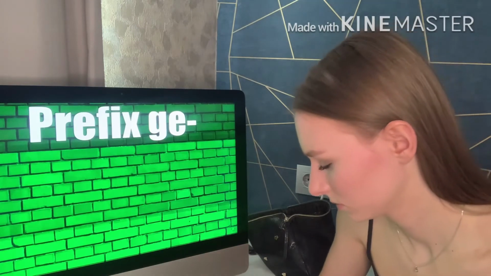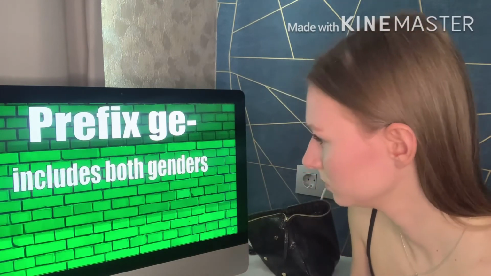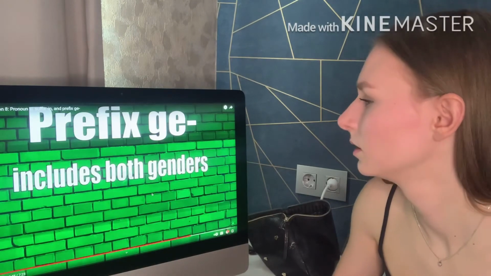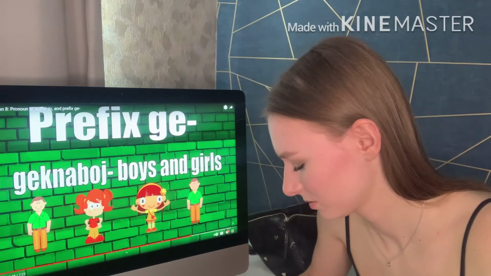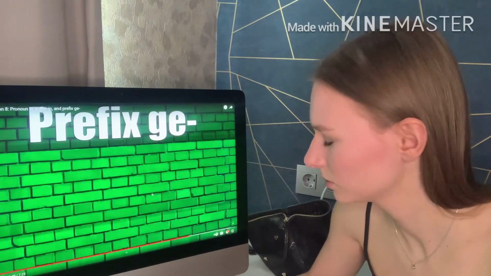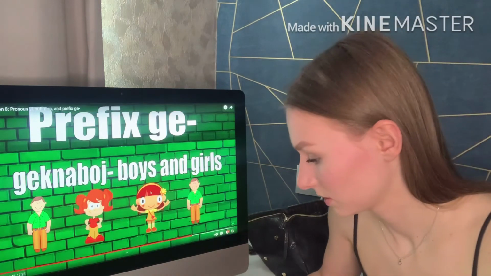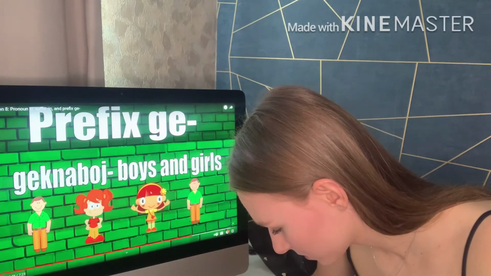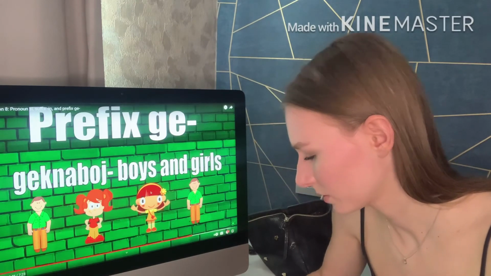This is similar to the suffix -in, but this goes at the beginning of a word, and instead of making something female, it makes it include both genders. So, geknaboj means boys and girls.